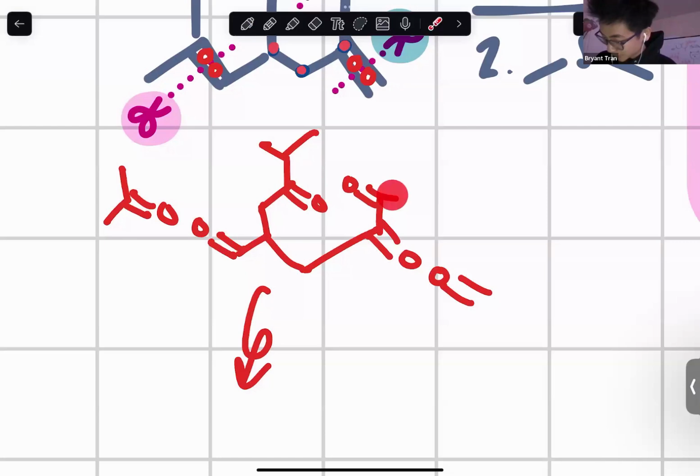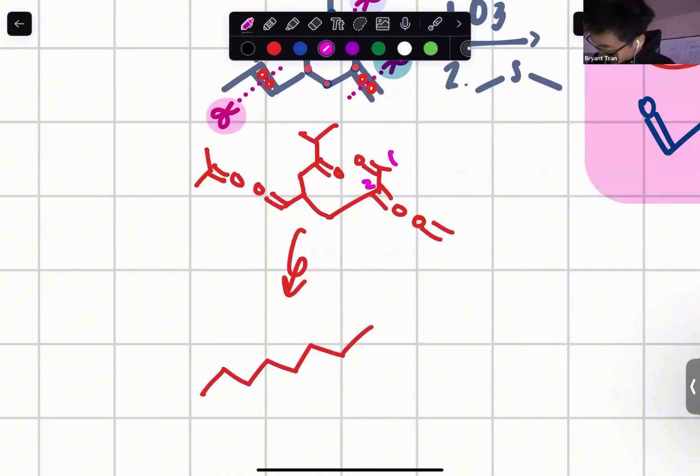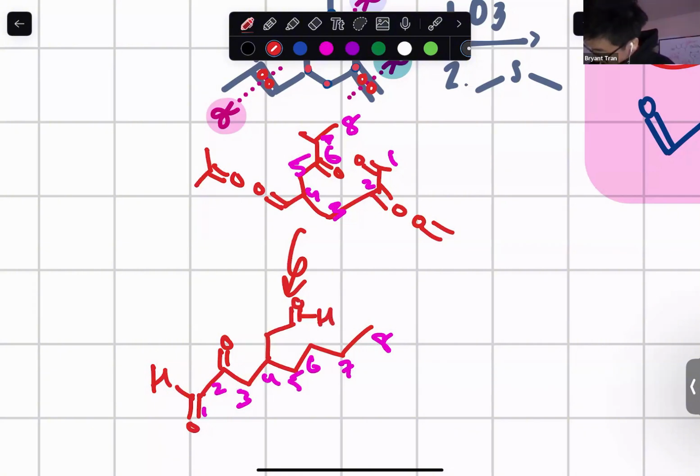If you count it, 1, 2, 3, 4, 5, 6, 7, 8, you could number the carbons 1 through 8. Carbon 1 has the carbonyl aldehyde, 2 has the ketone, 4 has this CH2 aldehyde, 6 has that ketone, 7 has that methyl, and then 8 has nothing.